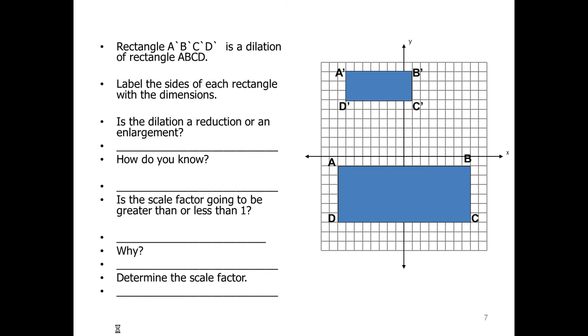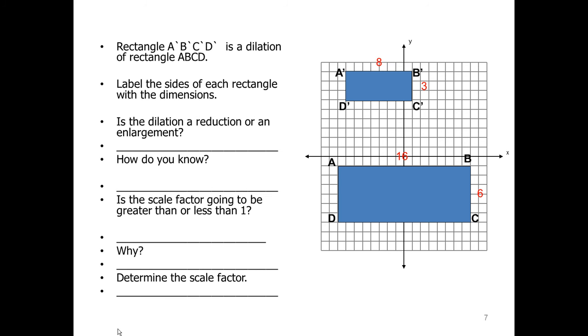So here we're looking at two different rectangles. And it says rectangle A prime, B prime, C prime, D prime is a dilation of rectangle ABCD. So the first thing you have to determine is which one's the new and which one's the original. Well, hopefully you remember that A prime, B prime, C prime, D prime, the fact that it has primes on there, means that that's the new figure. So we've labeled the sides of each of the rectangles with the dimensions.